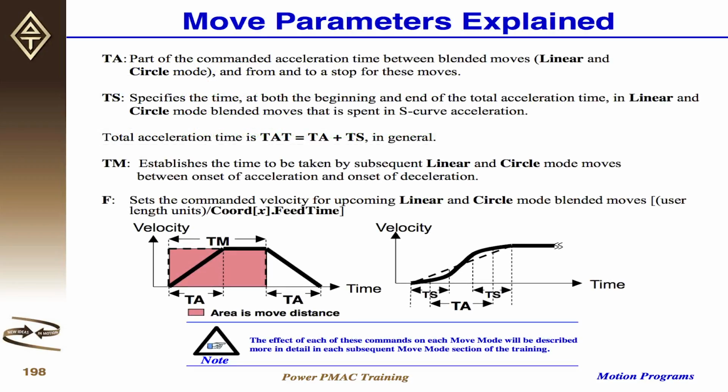So here are some diagrams explaining what I was just saying. If you want to specify move time, TM is not the total move time. It's actually the move time from the onset of acceleration to the onset of deceleration. And then the total move time, as you can see, is TM plus TA. And the total acceleration time is not TA alone, but rather TA plus TS.